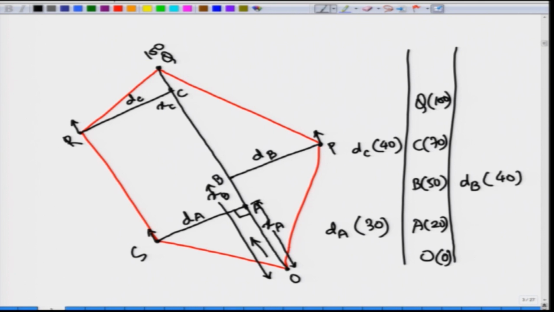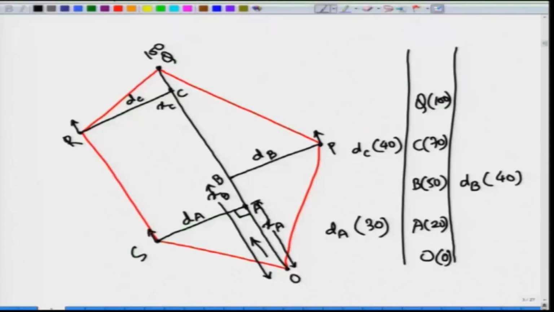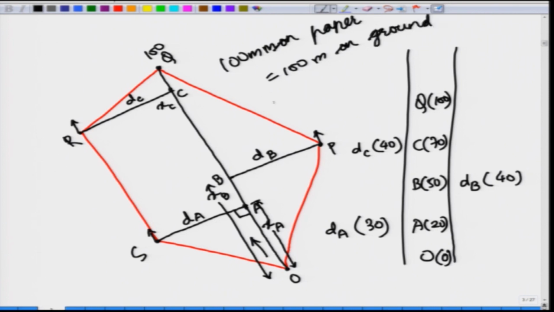Now, once you have these measurements, what you can do is take a piece of paper and draw a straight line, and you can say that, say, 100 millimeter on paper is equal to 100 meter on ground, or 1 millimeter on paper is equal to 1 meter on ground.